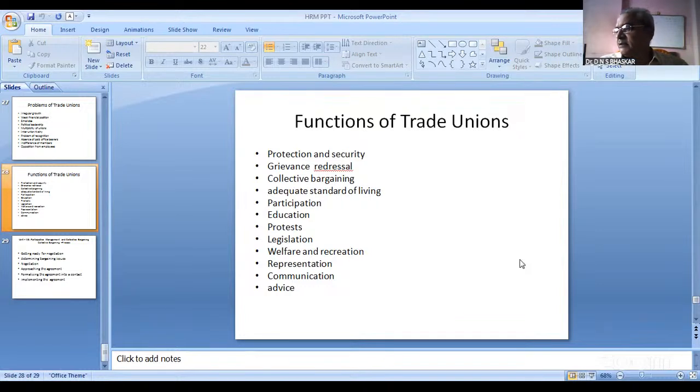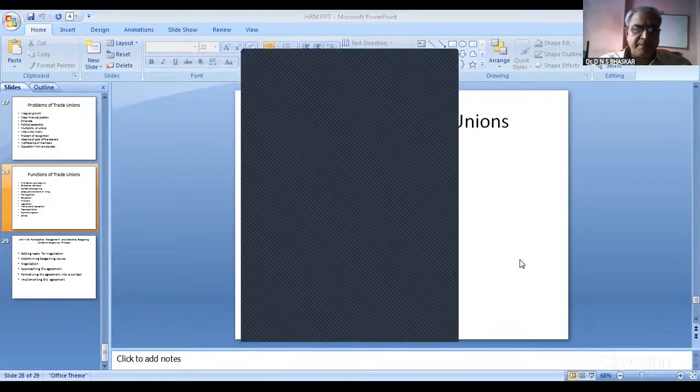Registered trade unions have the power to make regulations. So registered trade unions always have the authority to make rules.